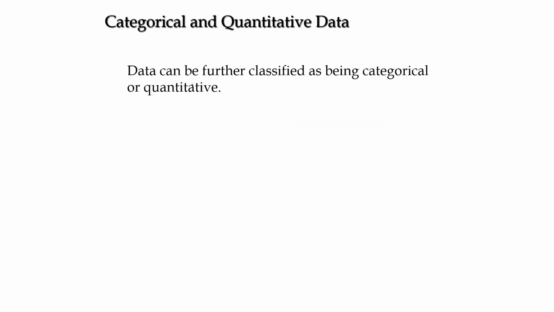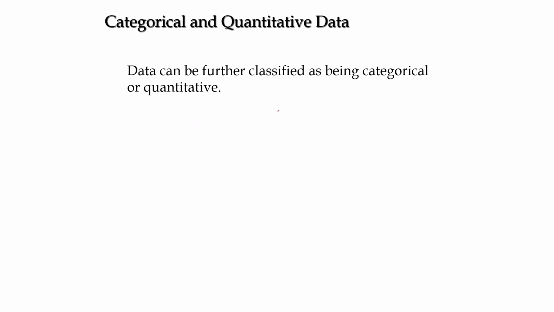Okay, in this video, we're actually going to look at different kinds of data. The first way to classify data is as categorical and quantitative data. So we're going to spend a little bit of time on what categorical data and quantitative data are. The data can be further classified as being categorical or quantitative.